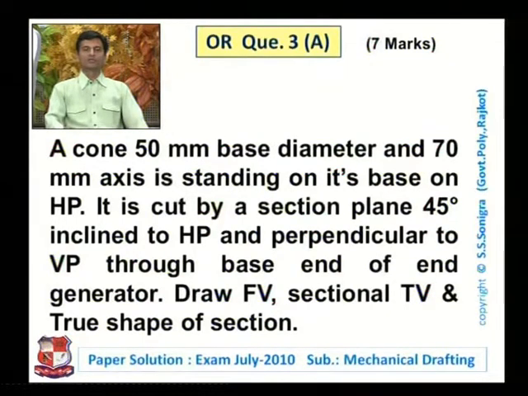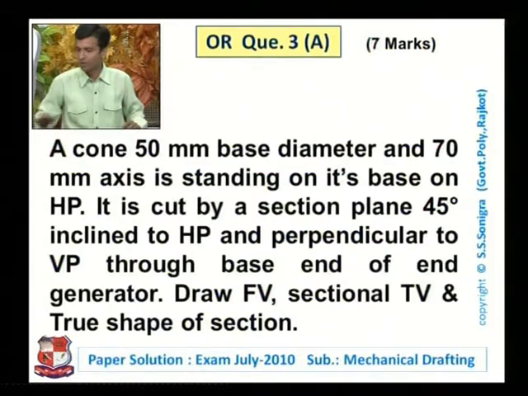So how to draw the solution of this problem? Here cone is given, diameter 50 mm and height 70 mm. So its front view would be triangle and its top view would be a circle having diameter 50 mm, and it is cut by a section plane which passes through the base end of the generator. So let me draw the same exercise on our drawing sheets. It should be drawn like this.